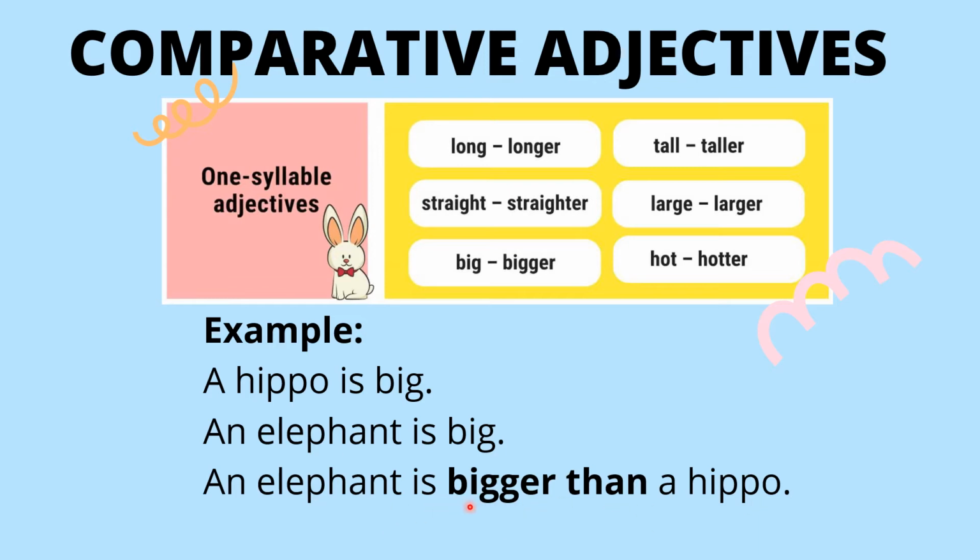So, one syllable word, big, we just have to put ER. So, for this word, you have to add G and then ER. Bigger, and then don't forget to use than. Lebih besar daripada gajah, lebih besar daripada badak. Okay, so we use comparative adjectives to compare a hippo and an elephant.